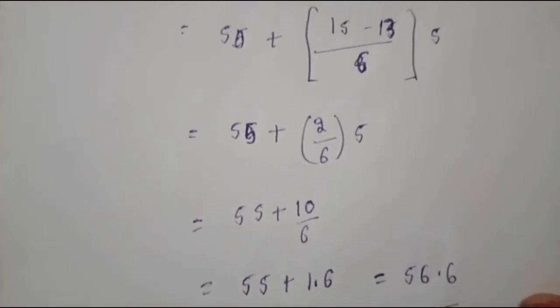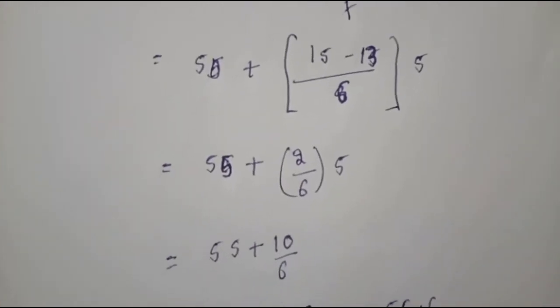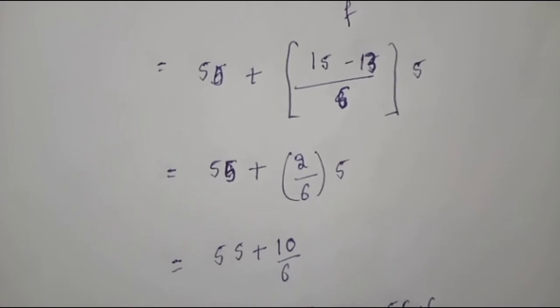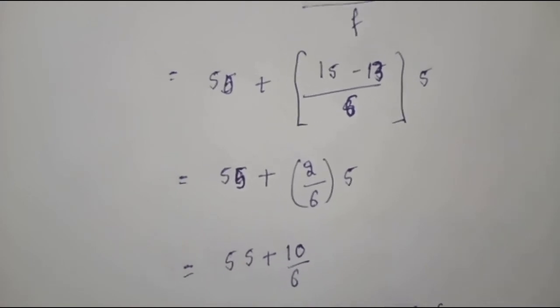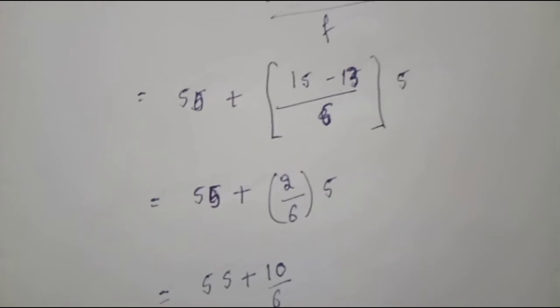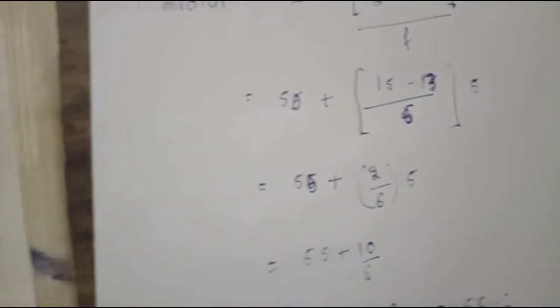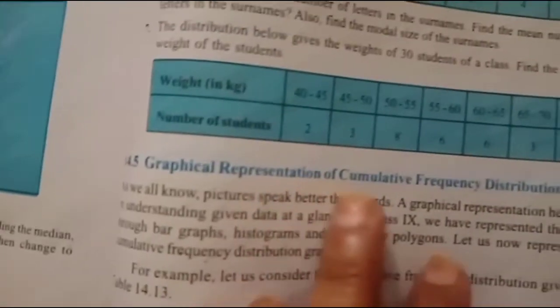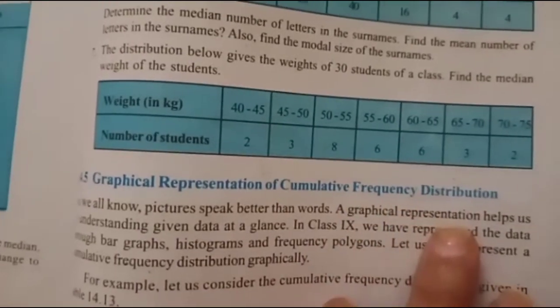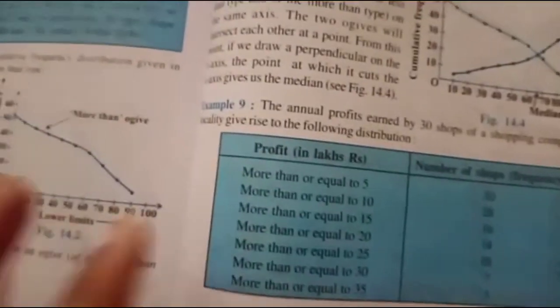So with this we completed exercise 14.3, which was on the concept of the median. Now the next exercise is about the graphical method, that is graphical representation of cumulative frequency distribution. But for this year, this graphical method, that is the total exercise, is deleted.